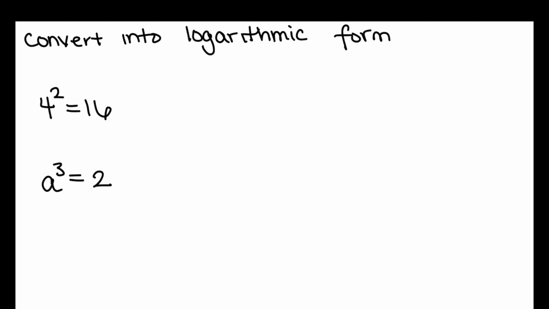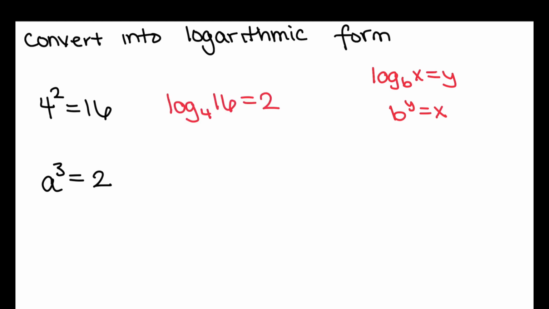We can also convert into the opposite form. So if we're given an exponential equation, we can rewrite that as a logarithm. So 4 squared equals 16, using my same definition, can be written as: the base is 4, so log base 4 of 16 equals 2. Notice that the log equals the exponent. Log base 4 of 16 equals 2. 8 to the third equals 2 can be written as log base 8 of 2 equals 3. Again, logarithms always equal exponents.